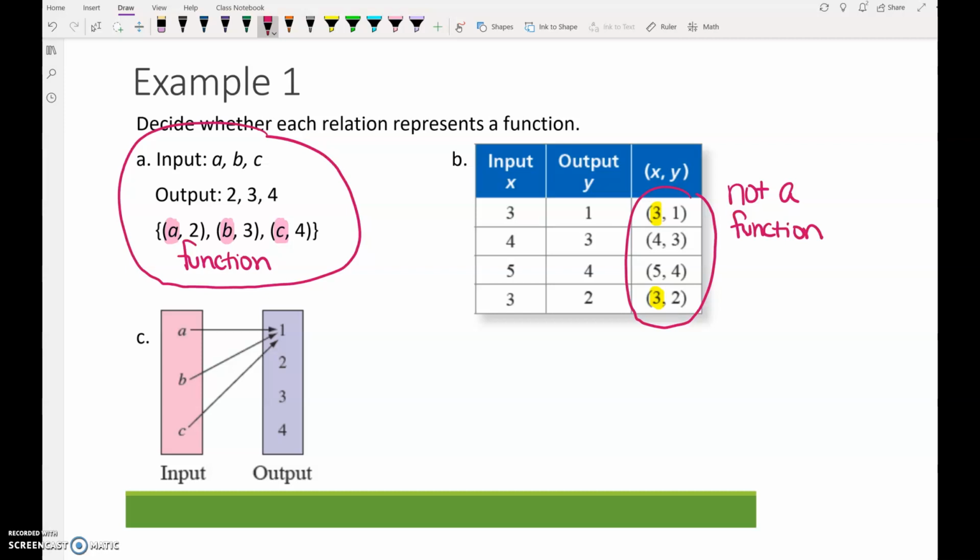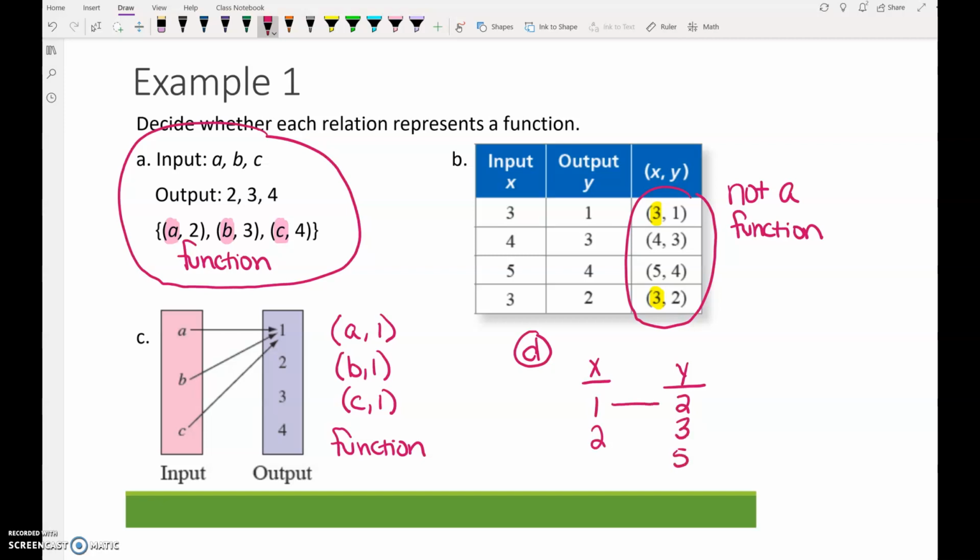And C is a mapping diagram. This tells us that one of the points is A1, another point is B1, another point is C1. There's no repeated x values, so this is a function. I'm going to add D over here and show you a mapping diagram that's not a function. So here's our x's, here's our y's. This one is not a function.